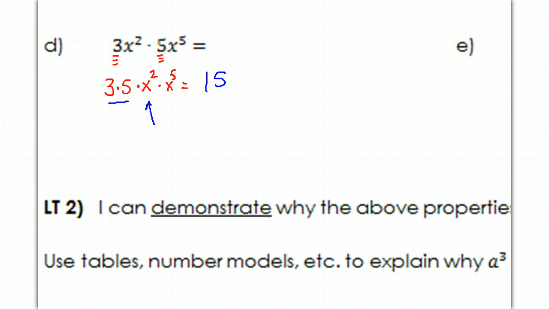And then here we have 2 x's and 5 x's. So if you want to write those out to prove it to yourself, you can. But again, we don't need to because we have that property that says we can add exponents when the bases are the same. So this is x to the 7th power. So it'll be 15x to the 7th.